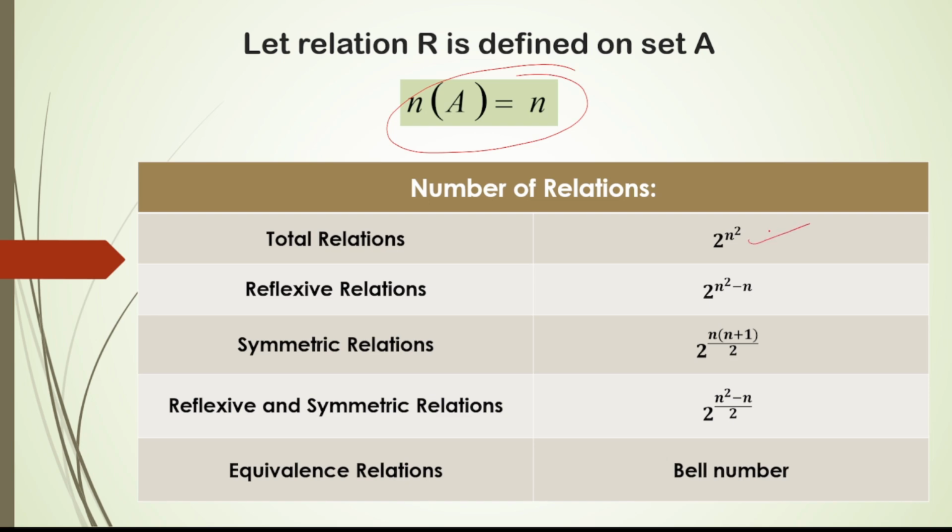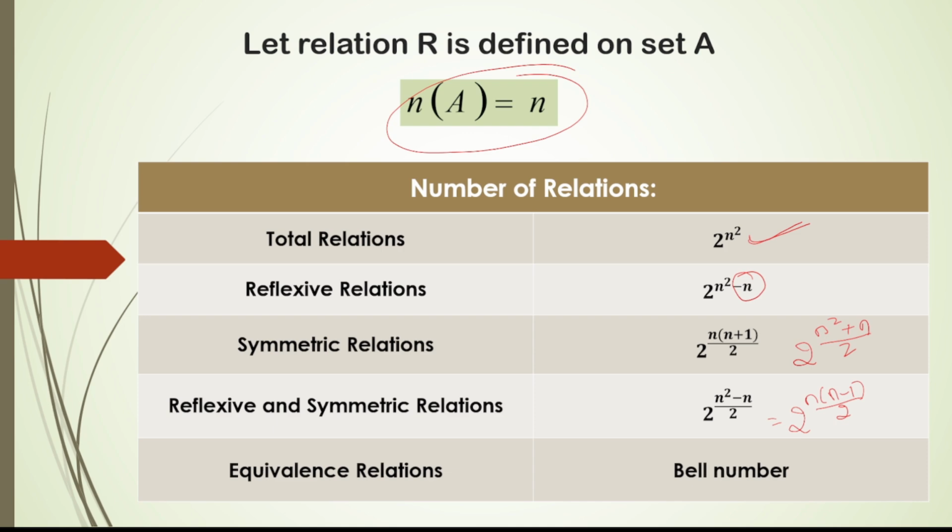This is the formula to find the total number of relations, that is 2 power n square, and for the reflexive relation it will be 2 power n square minus n, and for the symmetric relation it will be 2 power n into n plus 1 by 2, which is nothing but 2 power (n square plus n) by 2. And if the relation is reflexive as well as symmetric, then it will be 2 power (n square minus n) by 2, which is nothing but 2 power n into (n minus 1) by 2. There is no specific formula to find the transitive relation.